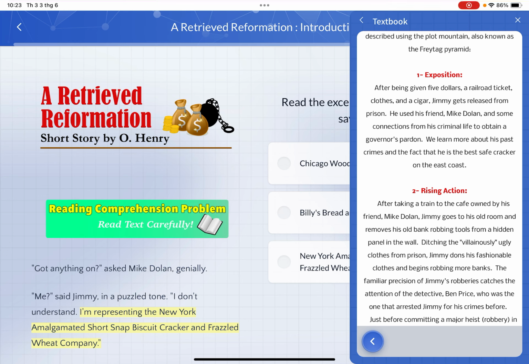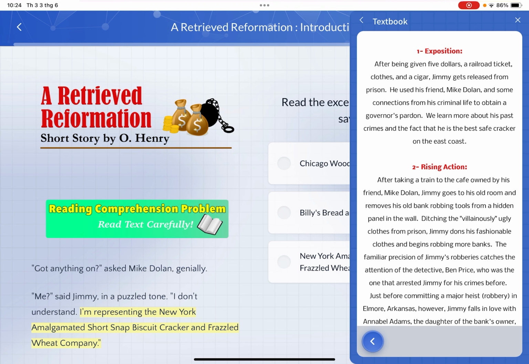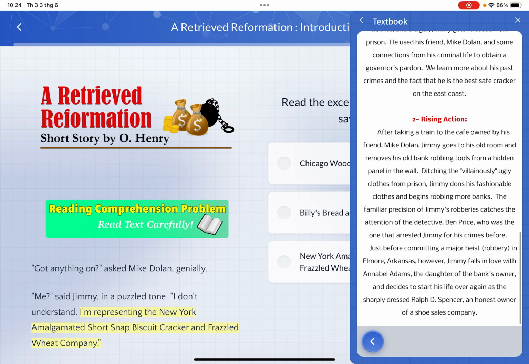After taking the train to the cafe owned by his friend Mike Dolan, Jimmy goes to his old room and removes his old bank robbing tools from a hidden panel on the wall. Now ditching the ugly clothes from prison, Jimmy dons his fashionable clothes and begins robbing more banks. The familiar pattern of Jimmy's robberies catches the attention of the detective, Ben Price, who was the one that arrested Jimmy for his crime before.